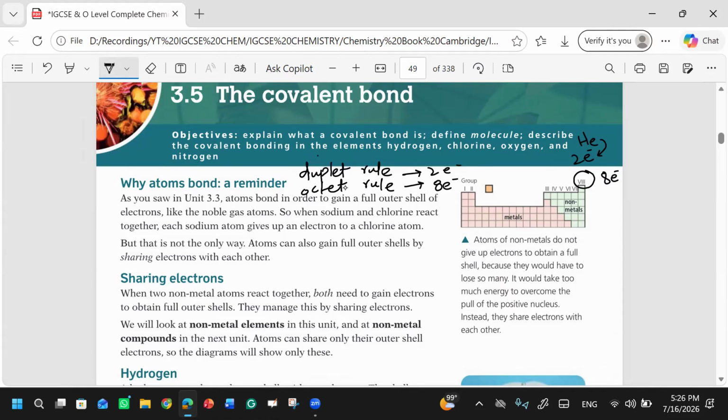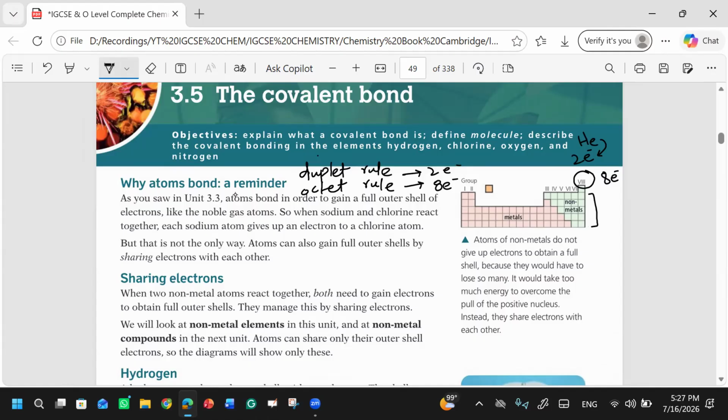Helium follows the duplet rule. All other elements of group number eight follow the octet rule, so they don't need to make bonds. All other groups present in the periodic table have to make bonds for stability purposes.